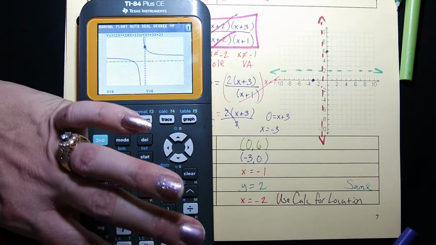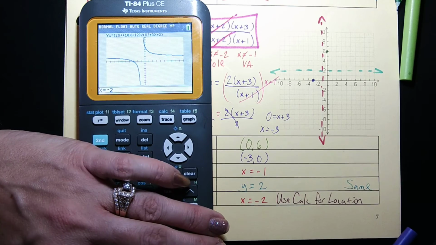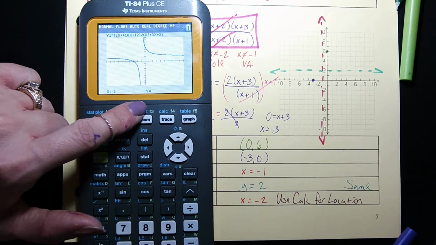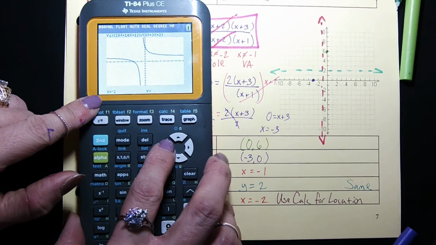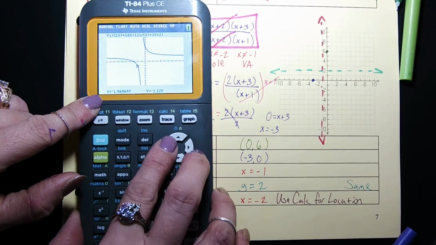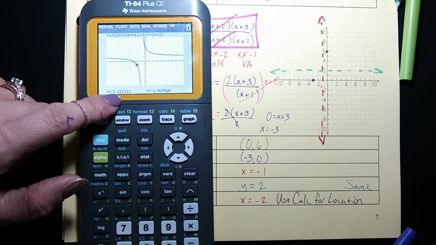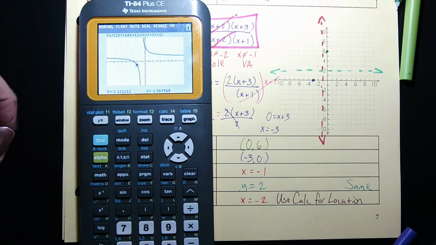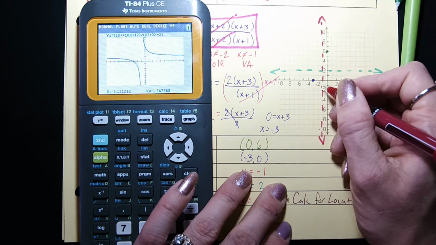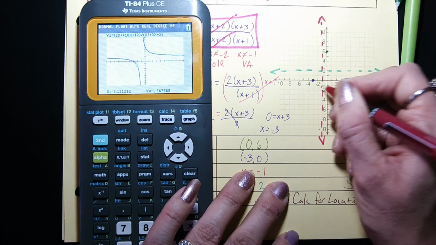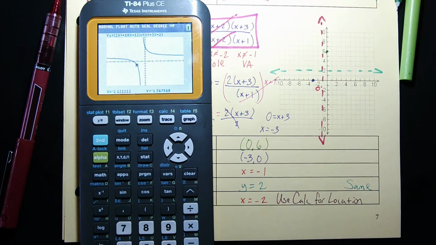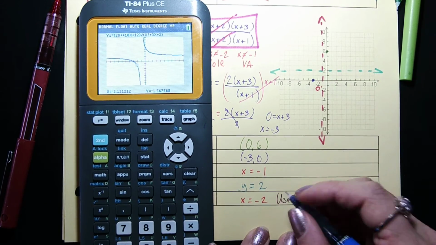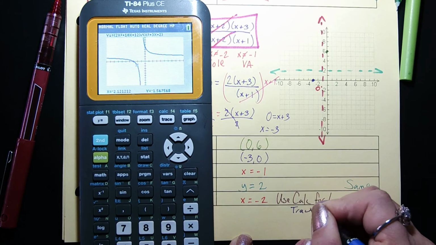Now if I trace negative 2, what's my calculator going to tell me? Error. Yeah, nothing. There's no corresponding y value at that hole. But if I hit the left arrow or the right arrow, we're going to see that negative 2, negative 1.5-ish is about where our hole will be. We'll put that hole right there. So use calc for location and use the trace button.